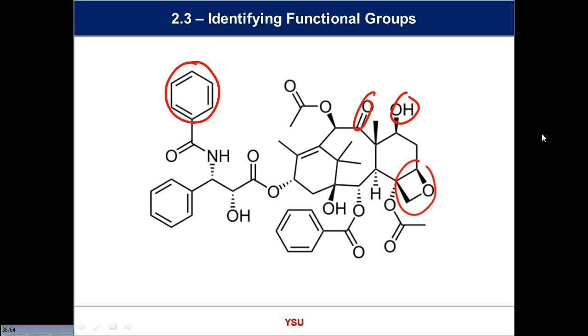What about this down here? Carbon, oxygen, carbon. Ether. This one down here, we have a carbon, oxygen, carbonyl. What's that? That is an ester. Over here, what's that? That's an alcohol. What about this one right here? Amide. Amide.